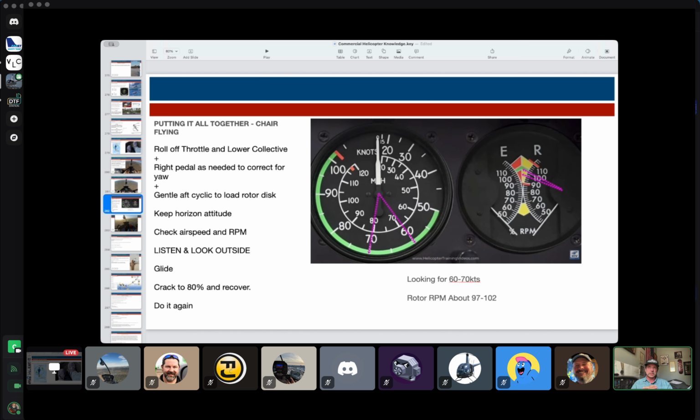When we do this, I'll be on the controls with you, but I want you to try to keep that nose at a level attitude. I'll do one, you do one, etc. We're going to look inside and get an idea of what our airspeed and RPM look like, and then eyes back outside.